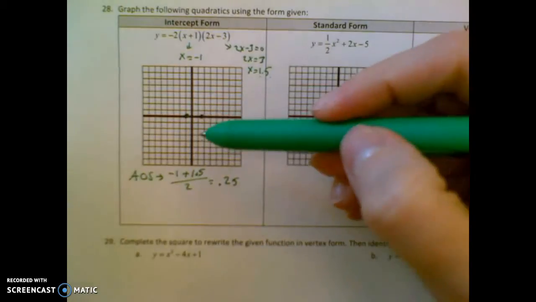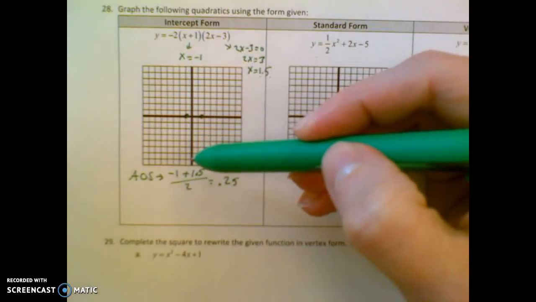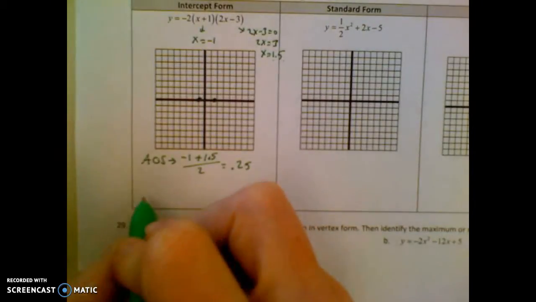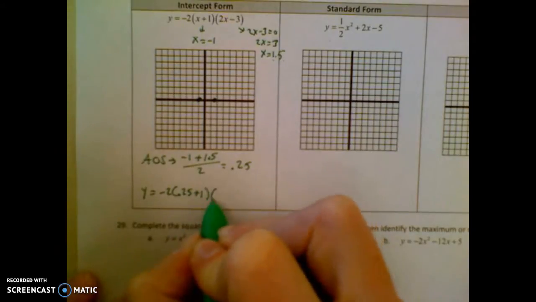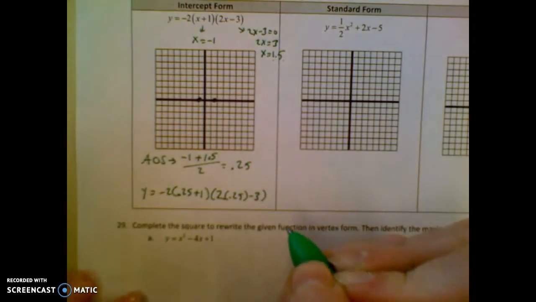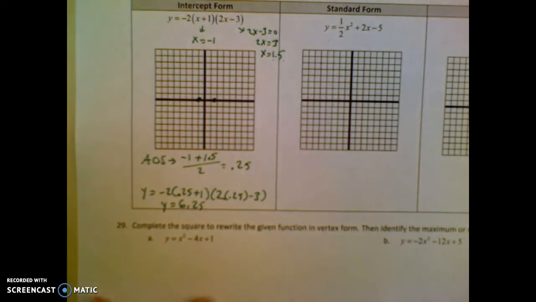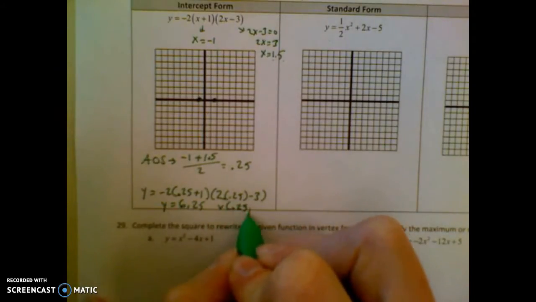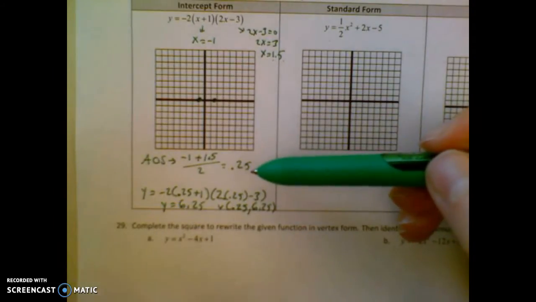So I'm not going to draw it because it's really small, but the AOS is somewhere along this x equals 0.25 line, but I need to figure out exactly where it is, so I've got to plug in 0.25 back into my equation. So I do y equals -2, 0.25 plus 1, 2 times 0.25 minus 3. So plug all that in, you get y equals 6.25. So that means my vertex must be, and I'm sorry it's not focused very well, 0.25, 6.25.